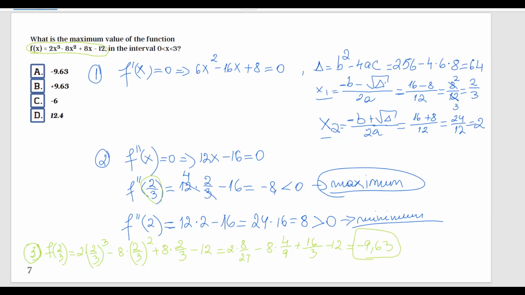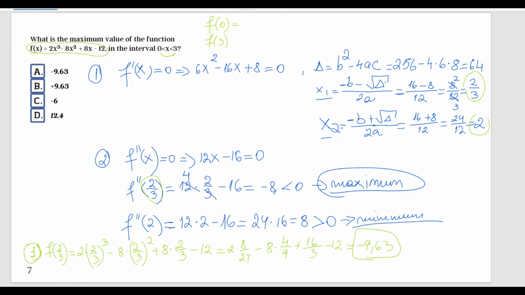Now, I have to make a note. Since we are given this interval, x has to be between this interval. One thing I forgot to mention is that when we found these two solutions, we have to make sure that they are both within this interval over here, and they are. And now, since we have this interval, we also have to evaluate f of 0 and then f of 3.